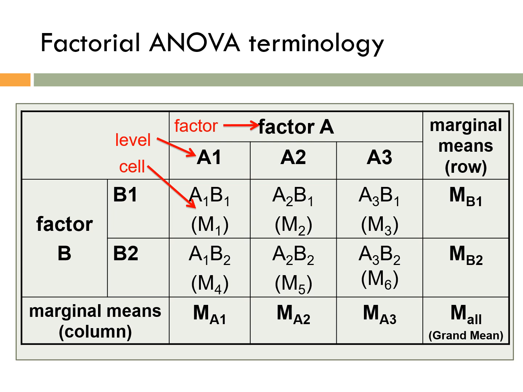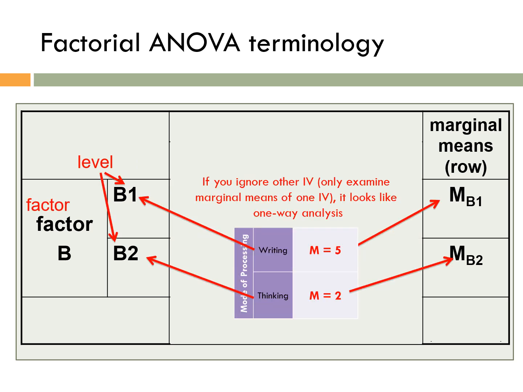I want to be clear that there are these marginal means, which are just looking at one factor's mean, the average scores within a level of one factor, and then the grand mean, which is looking at everybody's scores all by themselves. So we have our cell means, we have our marginal means, either for the row or column, and we have our grand mean. Those of you who are astute will notice that these marginal means look exactly the same as what I had earlier in this slide, where I had that mode of processing with writing and thinking and just that very small table there.